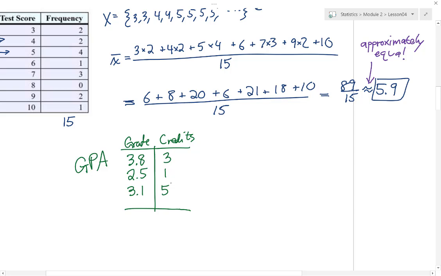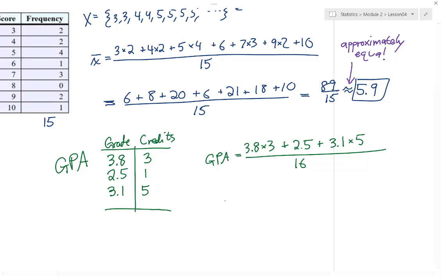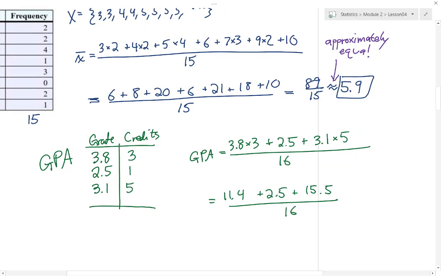To find the GPA, this is how GPA is calculated. We're going to take that 3.8 is going to count 3 times. The 2.5 is going to count once. And the 3.1 is going to count 5 times. And the total number of credits is 9. So 3.8 times 3, 2.5, 3.1 times 5, 11.4. So this is just kind of a real life use of weighted means. There are certainly others. Divide that by 9.